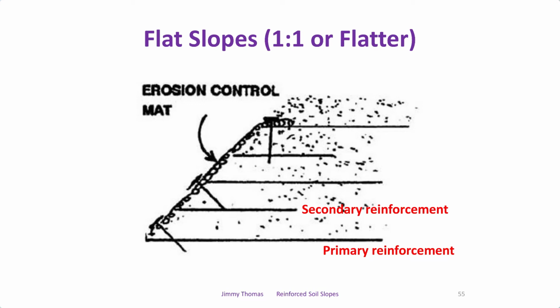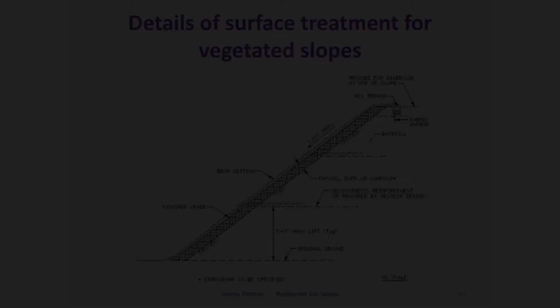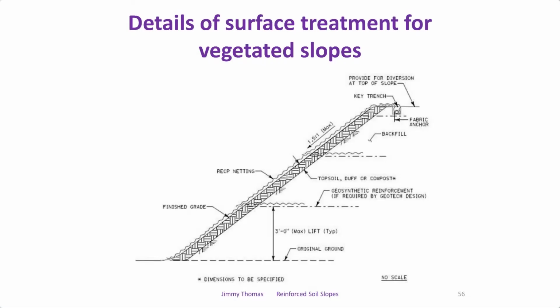Then we can put an erosion control mat, like coir or jute, and have vegetation. Sometimes we need topsoil to get the vegetation, because the imported soil may not be good for vegetation growth. So some topsoil may have to be put.